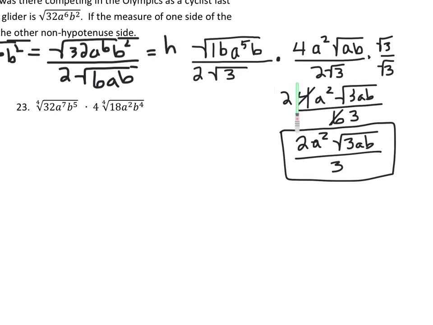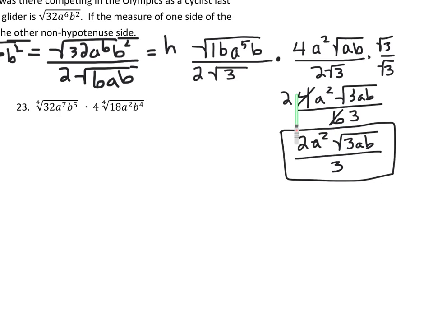Then what we're going to do is rationalize the denominator by multiplying the numerator and the denominator by root 3. So what we finally get is 4a squared root 3ab in the numerator. And in the denominator we get 2 times 3, which is 6.